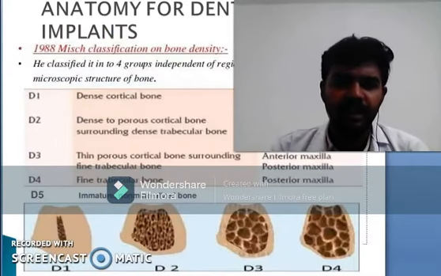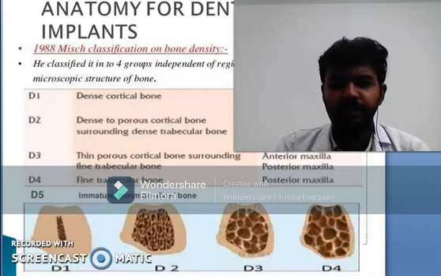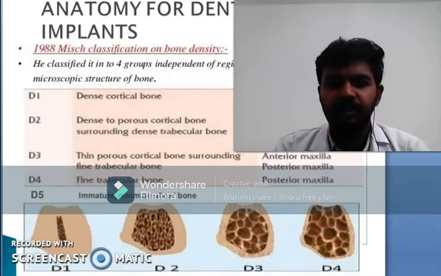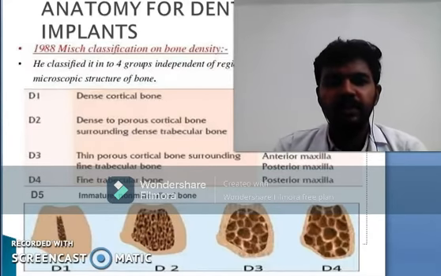Anatomy of dental implants. In 1988, Misch proposed a classification of bone density. He classified the bone into 4 groups of independent regions based on the microscopic structure of the bone. D1 is dense cortical bone, which is usually located in the anterior mandible and the posterior mandible. D2 is dense to porous cortical bone surrounding dense trabecular bone, which is usually located in the anterior mandible, posterior mandible and anterior maxilla.